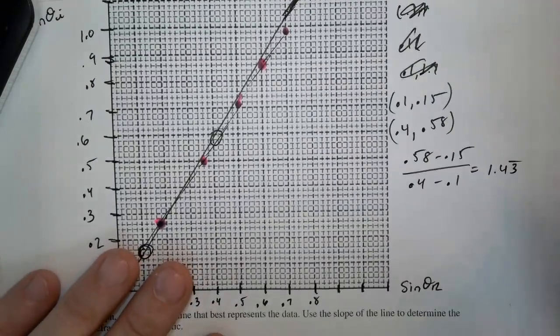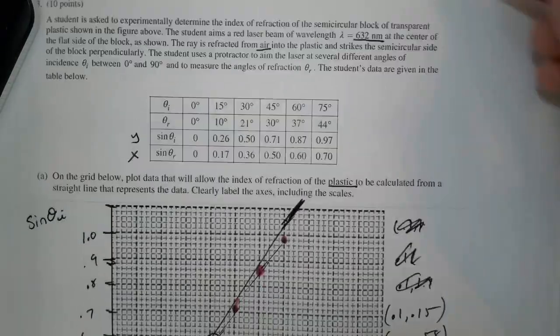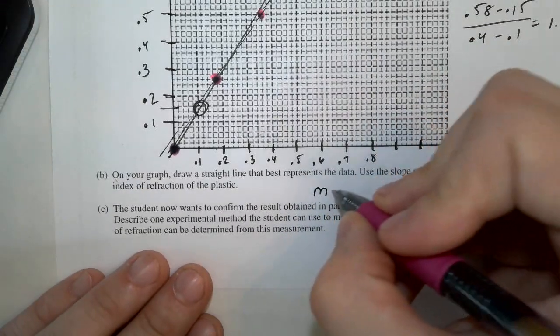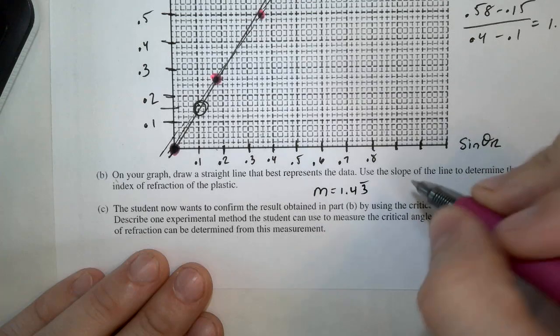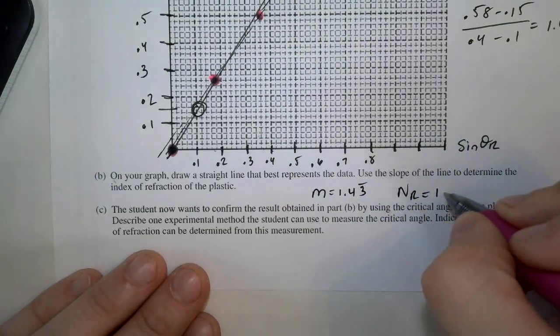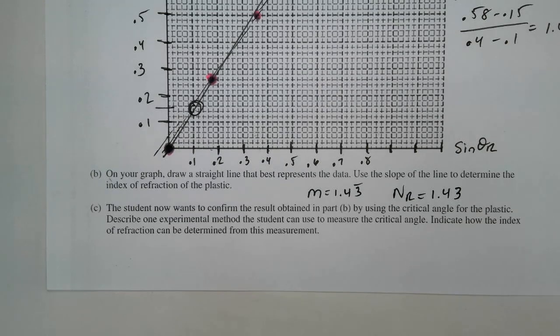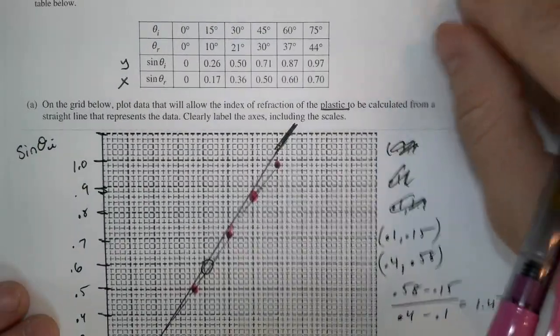Ask yourself, what does the slope mean? In this case, it only meant the index of refraction. Okay? So the slope is 1.43 repeat. The index of refraction is also 1.43 repeat, or you could just say 1.43. Okay? That is all for this video, if you only wanted to learn about the idea of linearization.